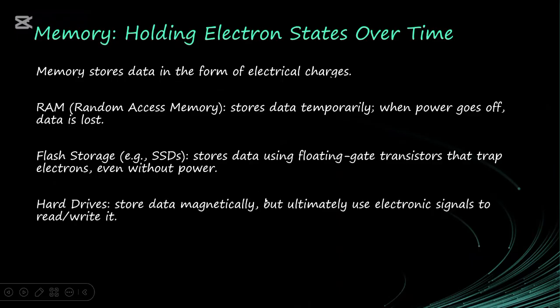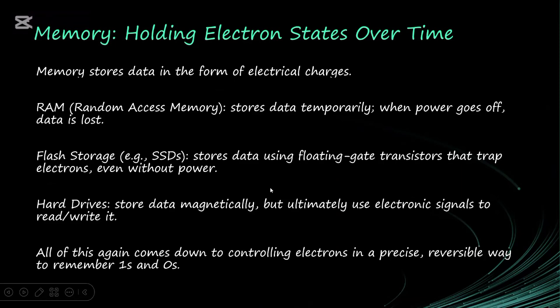Then we have hard drives that store data magnetically, but ultimately use electric signals to store, read, and write. Now, RAM is temporary storage. Flash storage, your SSDs, your hard drives, these are permanent data storage. All of this, again, comes down to controlling electrons. All this data that we are storing in memory, everything we are talking about, comes down to electrons in a precise, reversible way to remember ones and zeros.